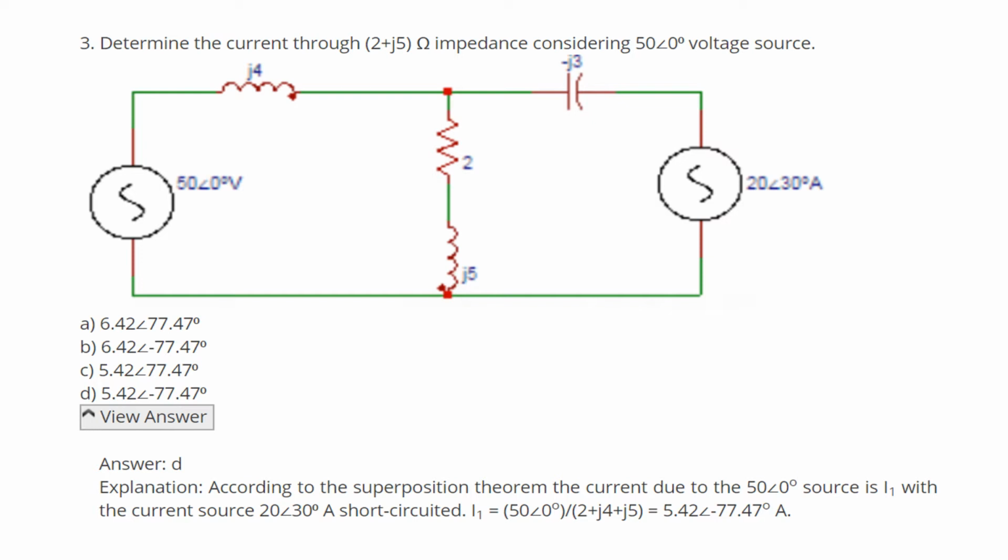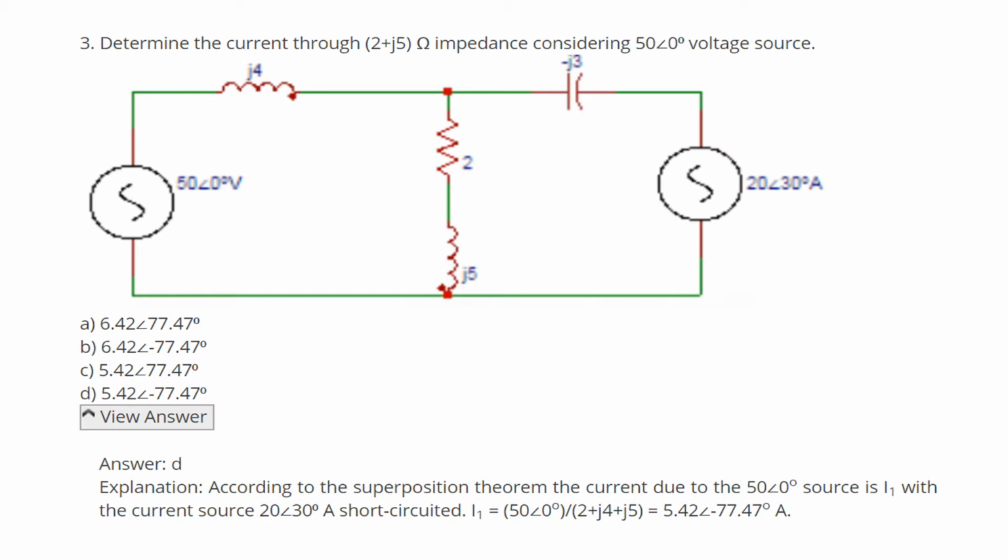The options are: A, 6.42 angle 77.47 degree. Option B, 6.42 angle minus 77.47 degree. Option C, 5.42 angle 77.47 degree. Option D, 5.42 angle minus 77.47 degree. The correct answer is D.